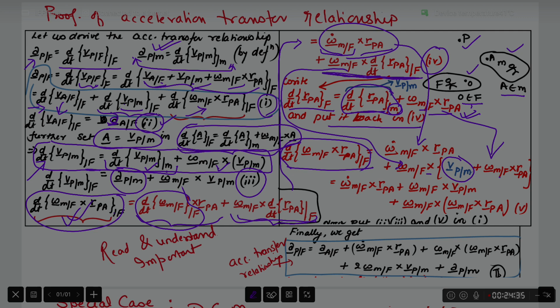So simplifying it a little bit, I get the angular acceleration crossed with RPA, which is same as this term, plus omega mf cross VPM, which is coming from here, and then a double cross product, omega mf cross omega mf cross RPA.